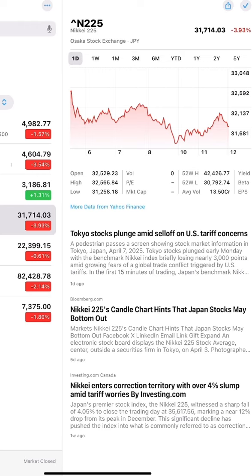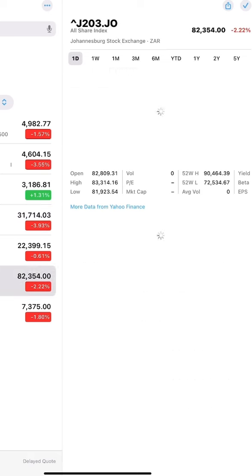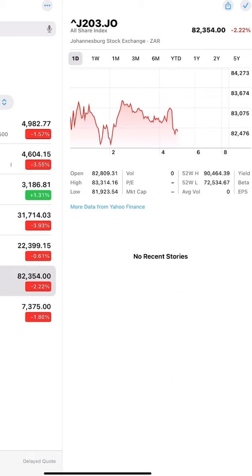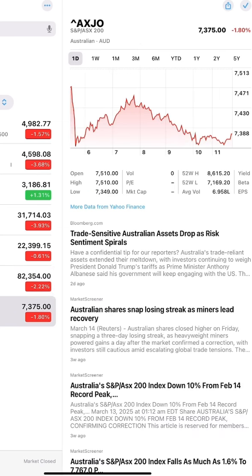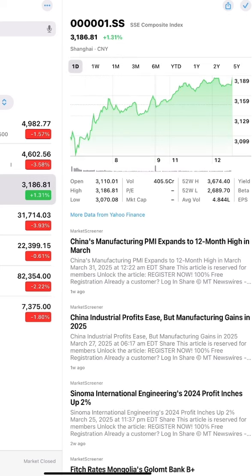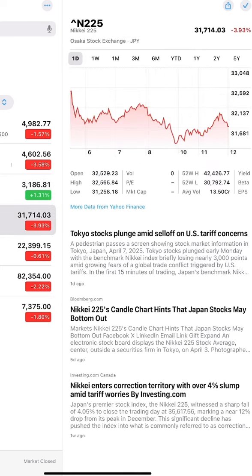The Japanese market is showing a trend similar to the one we have seen in the European market. The Japanese market has dropped 3.93%. The trend in South Africa is not different. The market has dropped 2.22%. The Australian market also plummeted 1.80%.